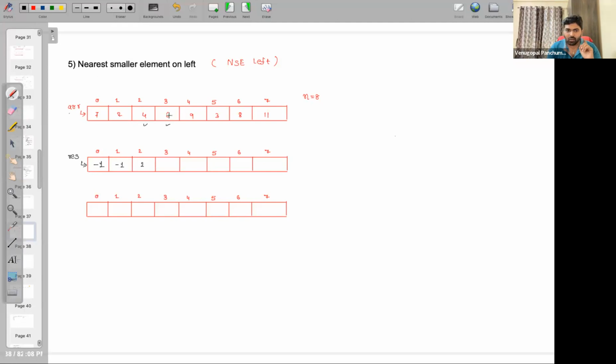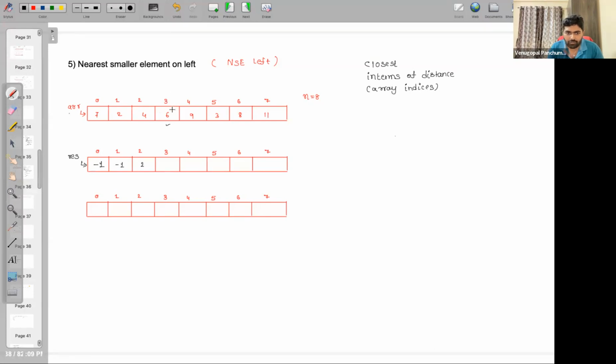Similarly, if you take this element, see its left side, two elements are present. These two elements are smaller, right? One is 2 and another is 4. Both are smaller. But among these two, whichever is closest, not in terms of value, closest in terms of distance. So let me tell you, friends, closest in terms of distance. Array indices.